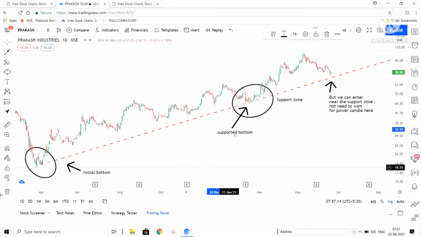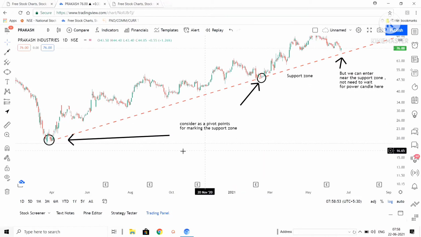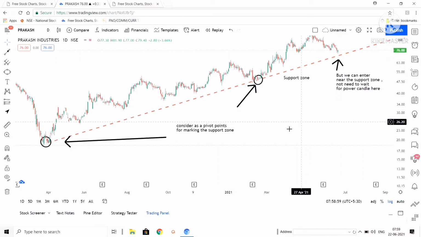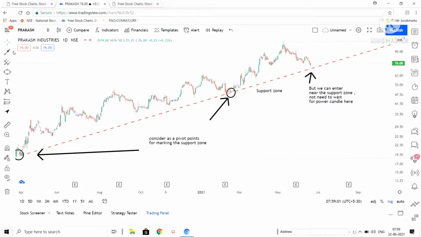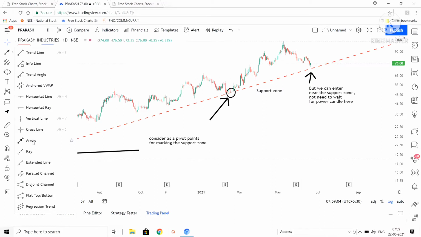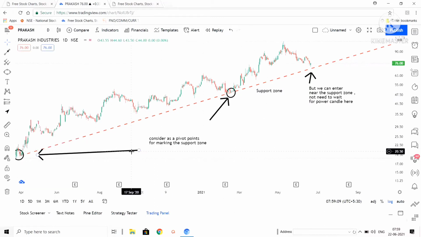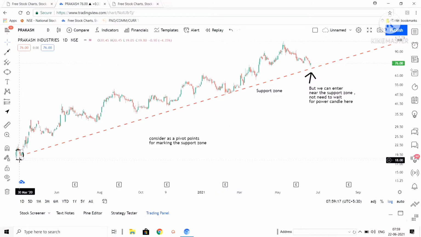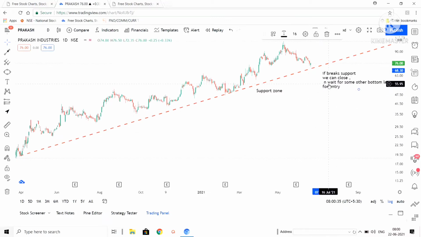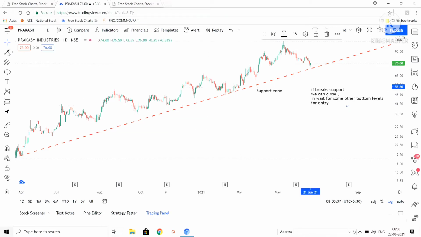We are marking the initial bottom and the supported bottom, and these two points will be acting as pivot points. Using these pivot points we are making the support line. This will be acting as a huge support point for our trade. Please note here, once the support breaks, meaning a new day candle has formed below this support level, we can close our trade with minimal loss.